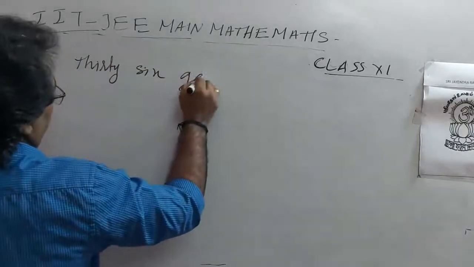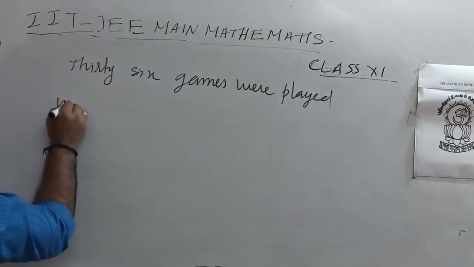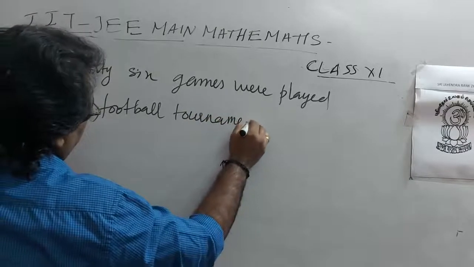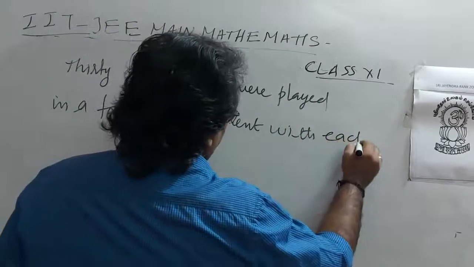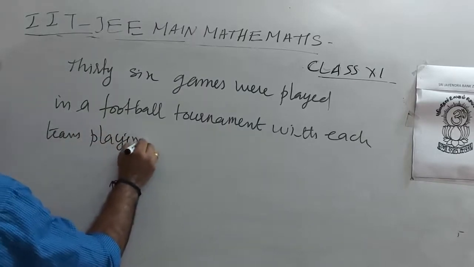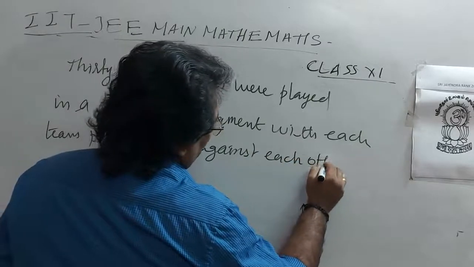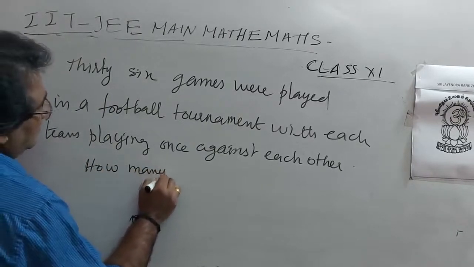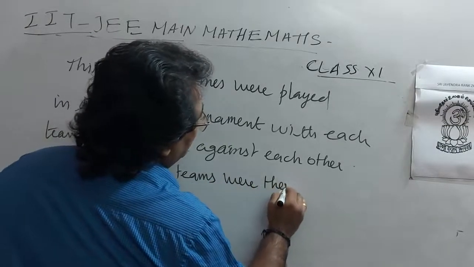36 games were played in a football tournament with each team playing once against each other. How many teams were there?